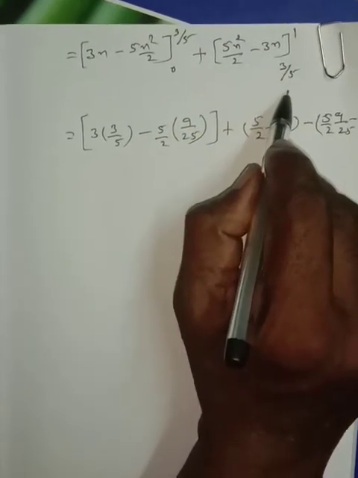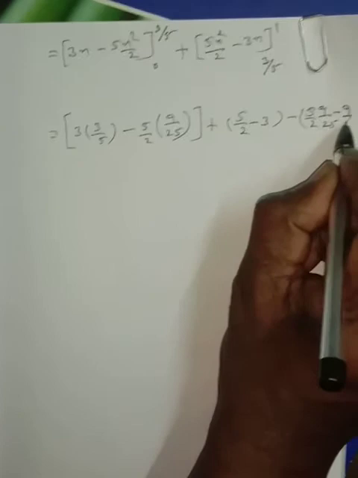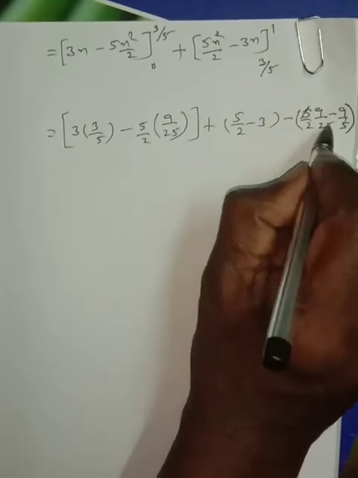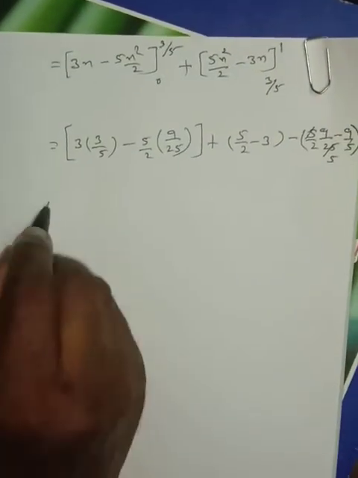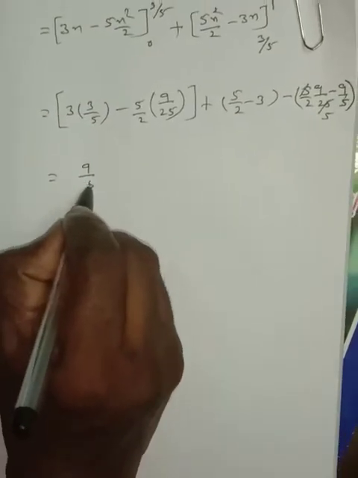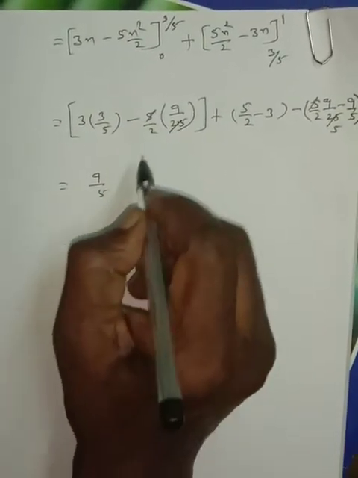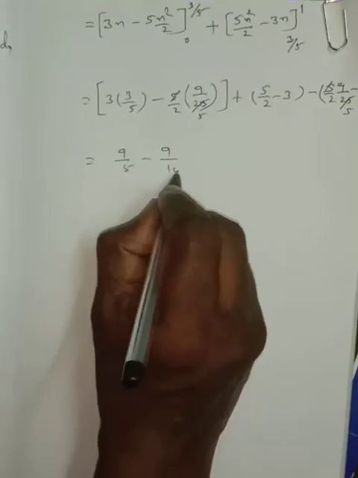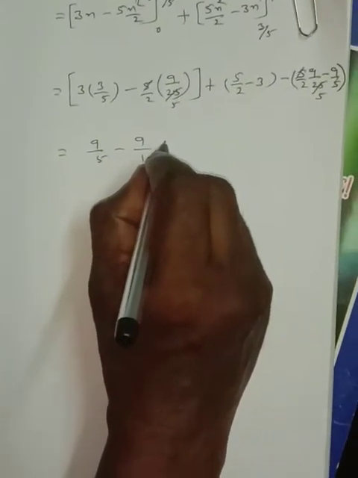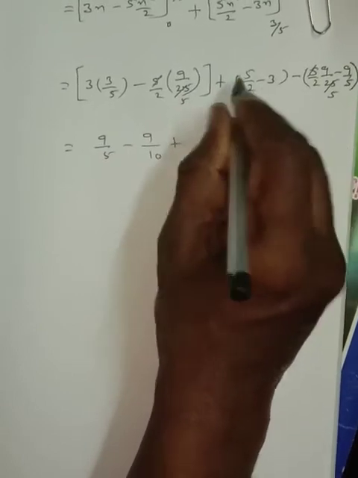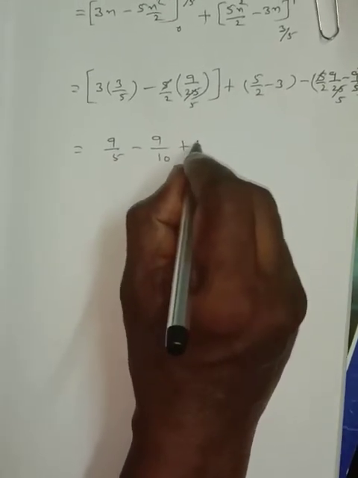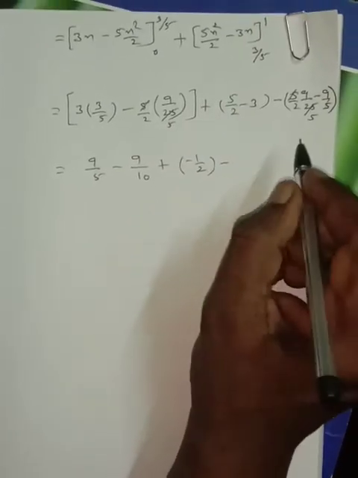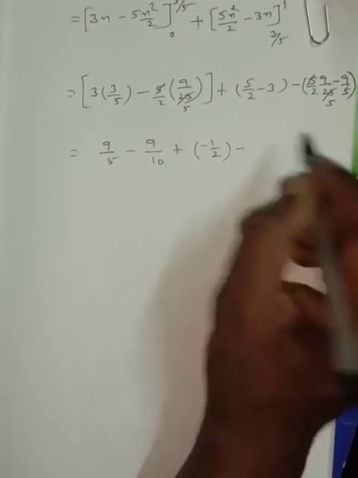3 3s are 9 by 5. 9 by 5, 5 cancel, we have 9 by 5 minus 9 divided by 10 plus 6 minus 1 by 2, minus 9 by 10.